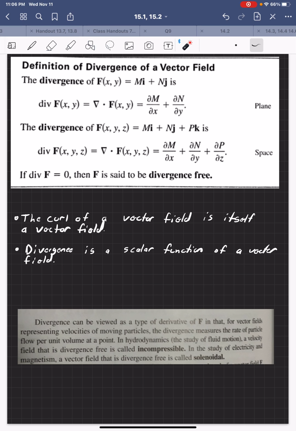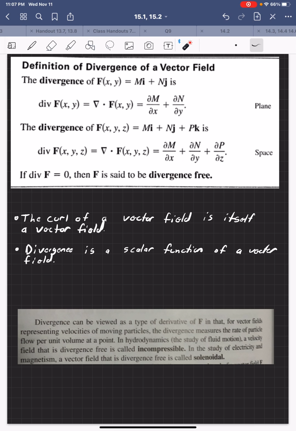Now, divergence. I'll show you the formula that we're going to use. It just uses a dot product. But before I do that, if you get 0 when you're finding divergence, we would simply say the vector field is divergence free.